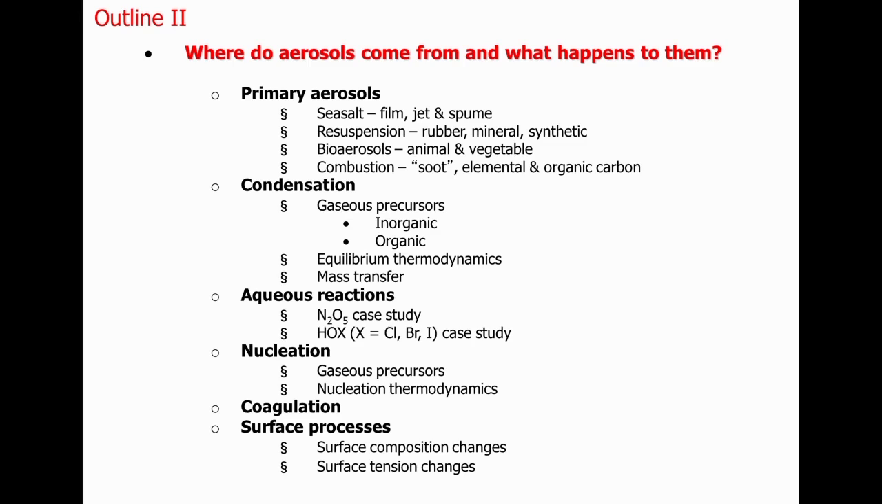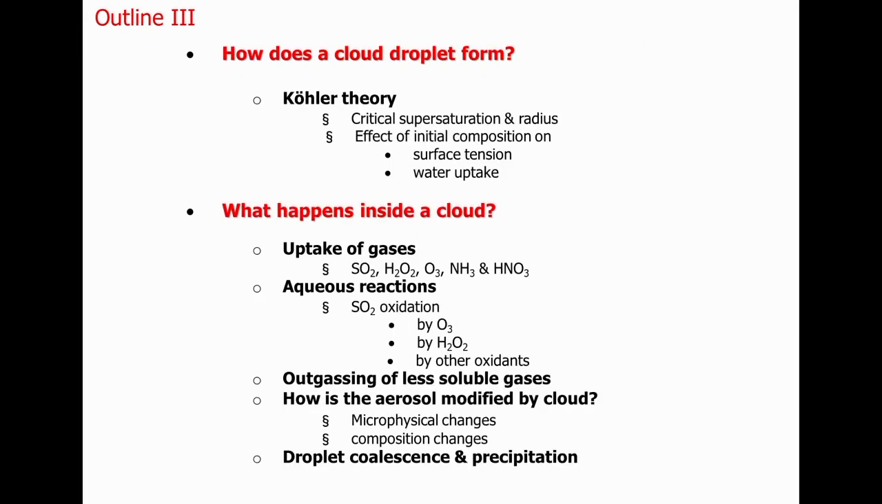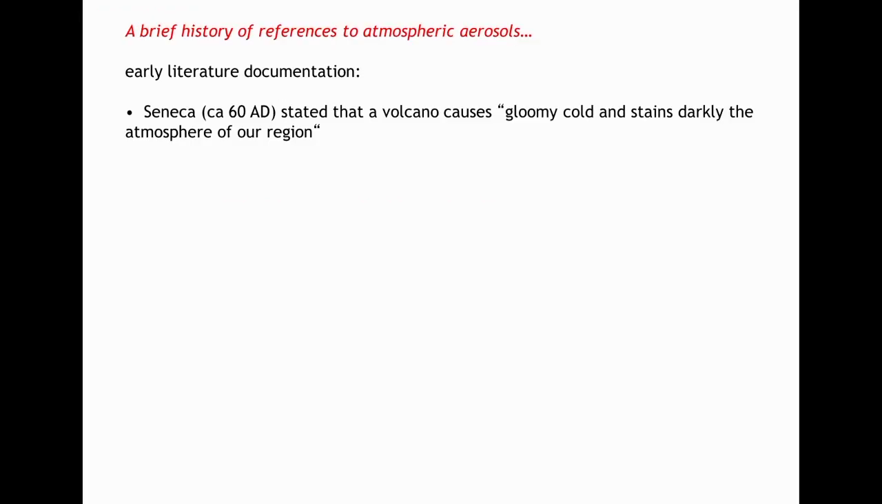Well, we'll do by the end of this lecture. Coagulation, well, by the end of the course. Coagulation, surface processes, how we turn particles into clouds, something called Köhler theory. What happens inside a cloud, so the uptake of gases, aqueous reactions, the outgassing of less soluble gases that are made in clouds, how the aerosol is modified by the cloud, and droplet coalescence and precipitation.